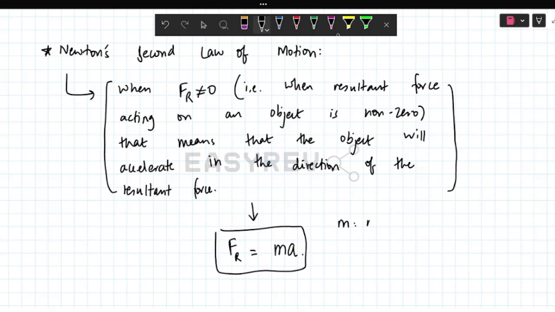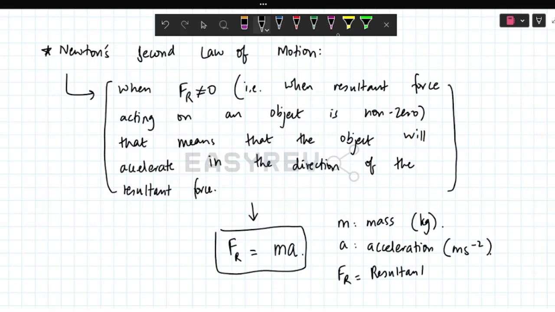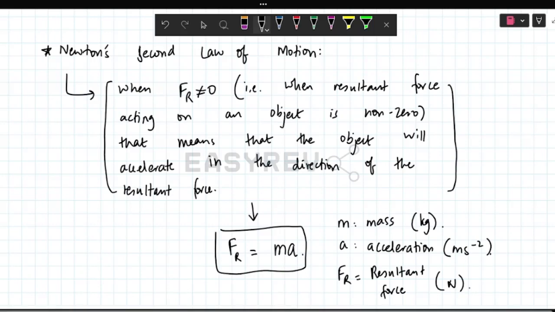M represents mass that has to be expressed in the SI units of kilograms. A is acceleration that has to be expressed in SI units of meters per second square. And then the resultant force is Fr, resultant force, which will obviously be in newtons.